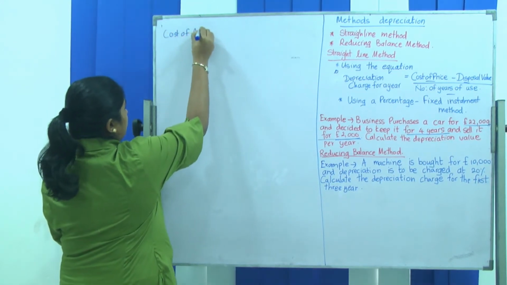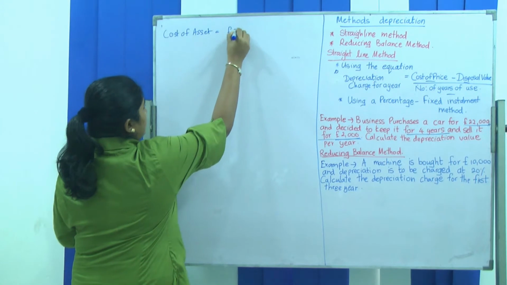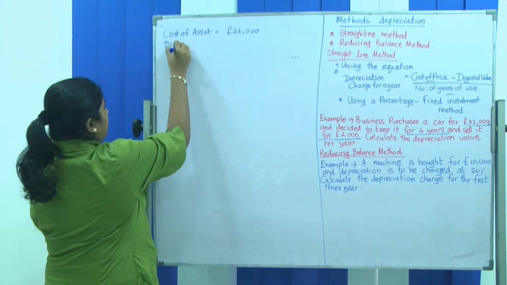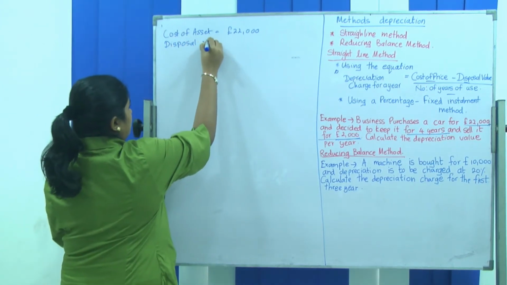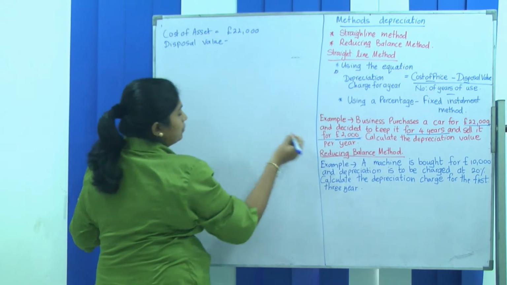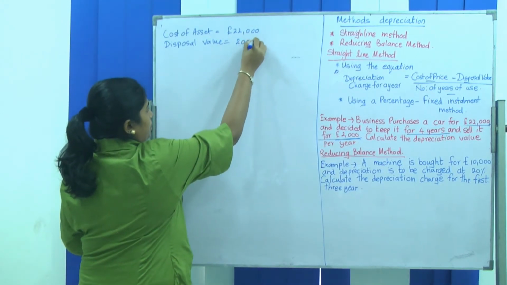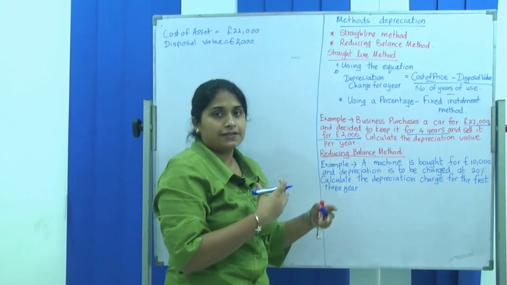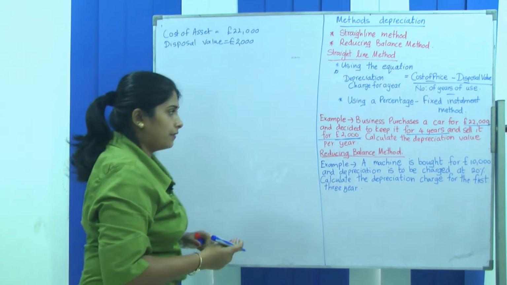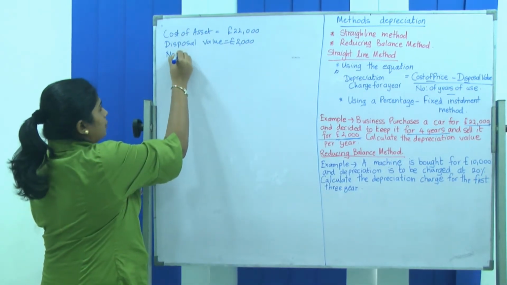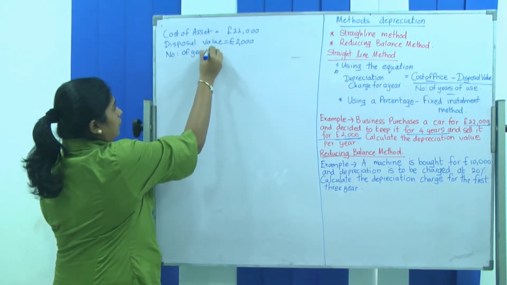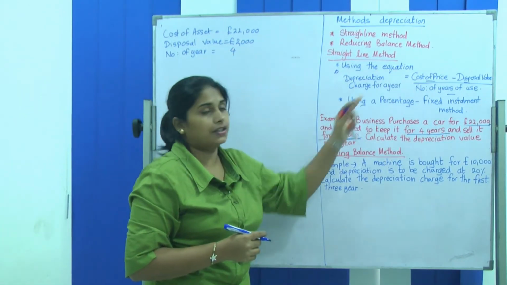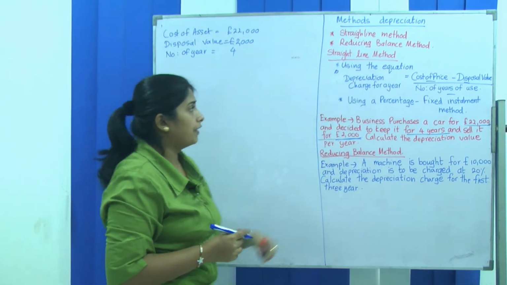The cost of the asset will be £22,000, and the disposal value, they are hoping to sell it for £2,000. Disposal value means the price they are hoping to sell it for after using it for several years, and the number of years they are going to use it is 4 years. So these are the details that we need to calculate the depreciation charge using the equation.